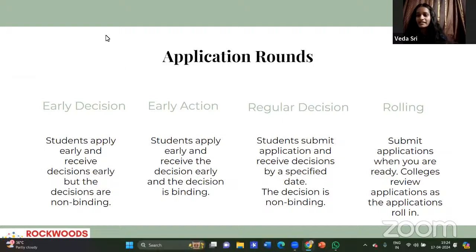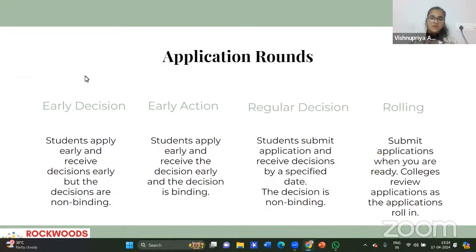Vishnupriya, please take over. Yeah. So coming to the application rounds, when you go through the application process, there are certain application rounds that you can choose to apply in, depending on how prepared you are to apply or to get in.